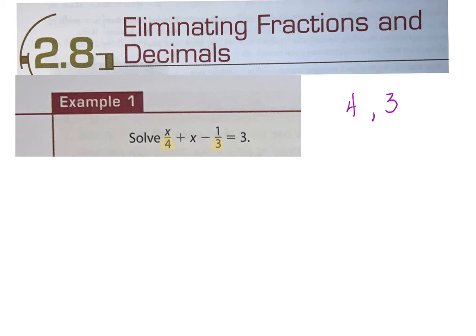And what I'm going to do is I'm going to say, what is the least common multiple between 4 and 3? And if you don't remember how to do this, you just take your greatest one and you just keep doing multiples of that.